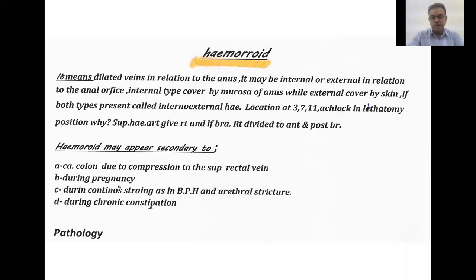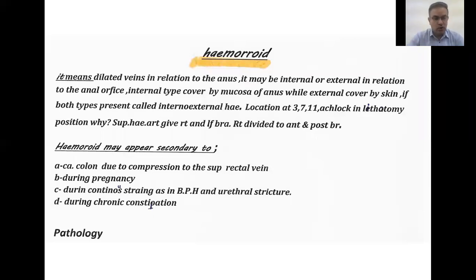The usual locations for hemorrhoids are at 3, 7, and 11 o'clock in the lithotomy position. Why at 3, 7, and 11 o'clock? Because the superior hemorrhoidal artery gives right and left branches, and the right branch divides into anterior and posterior branches.